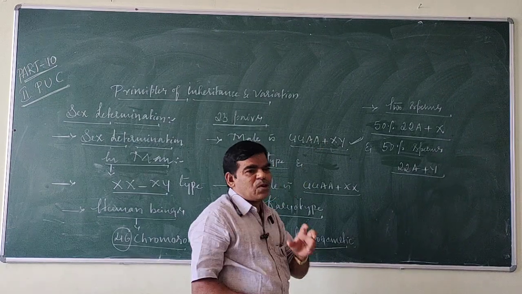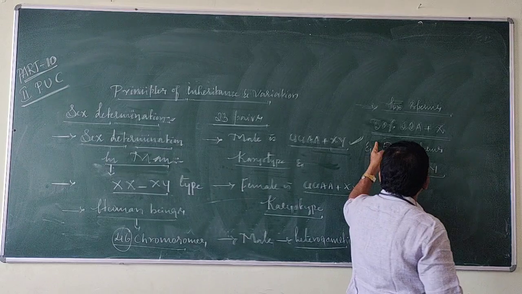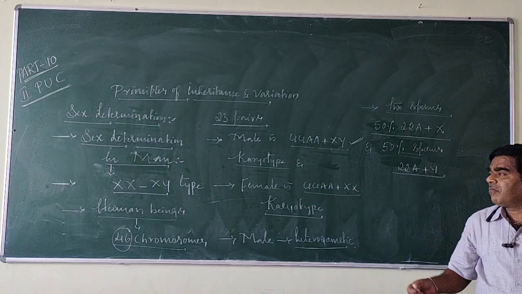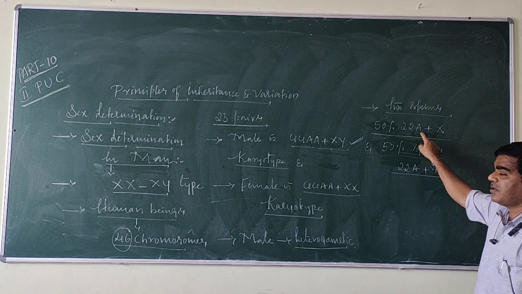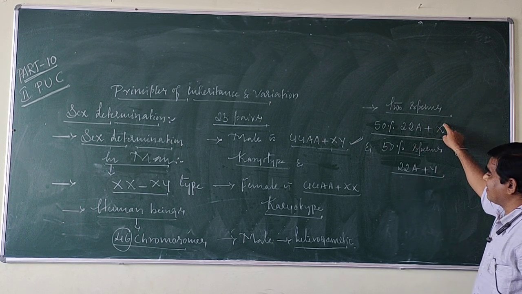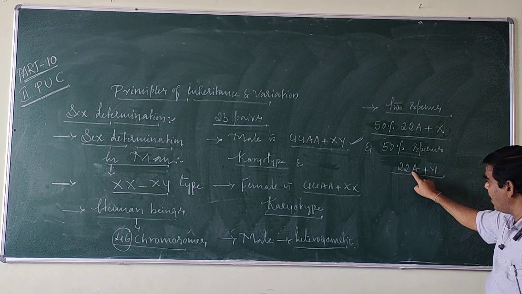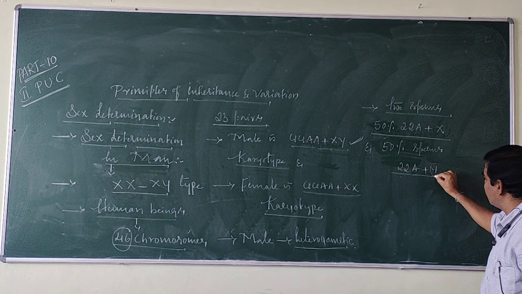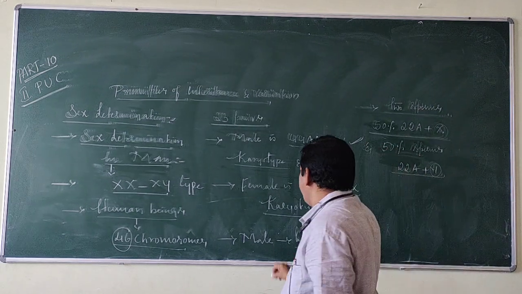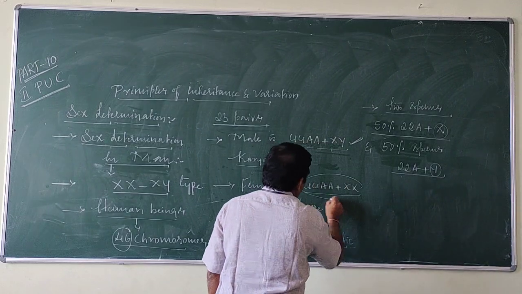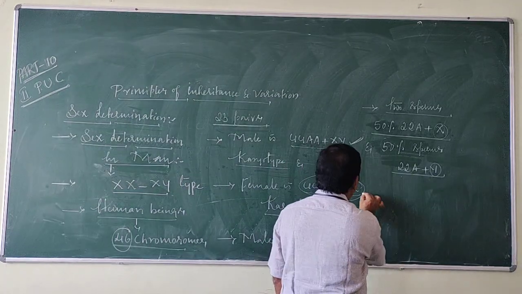It produces two types of sperms. 50% of the sperm contains 22A plus X, and the remaining 50% of the sperms have 22A plus Y chromosome. Clear? And the female individual is homogametic.